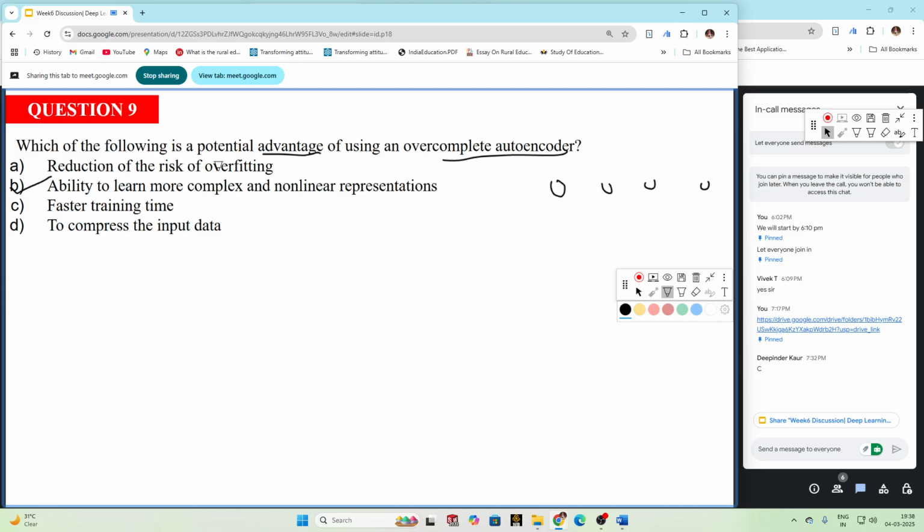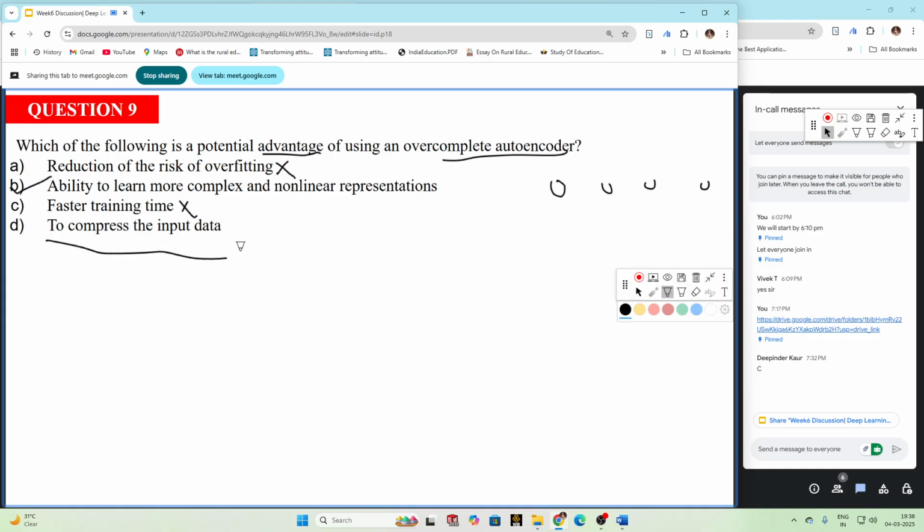Reduction of risk of overfitting, no. It has more risk of overfitting because we are using more neurons in the hidden layer, and we are also increasing the number of parameters. So there is always a risk of overfitting. This is false. Faster training time, no. As we are working with more neurons as well as more parameters, that is W parameters, it will have more training time. So this is also false.